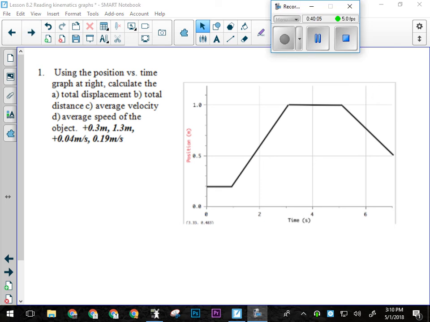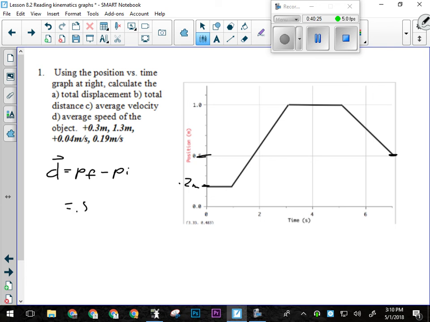All right, let's have a look at this one. So we want to calculate the total displacement. Okay, we have to remember that total displacement is our final position minus our initial position. Okay, our initial position is 0.2 meters, and our final position is 0.5 meters. All right, so all we do is go 0.5 minus 0.2, and our total displacement is positive 0.3 meters. Okay, because we went forwards, or we went in a positive direction on this graph.